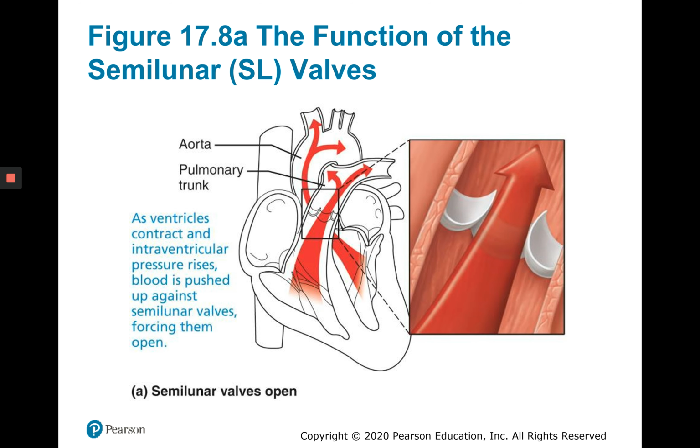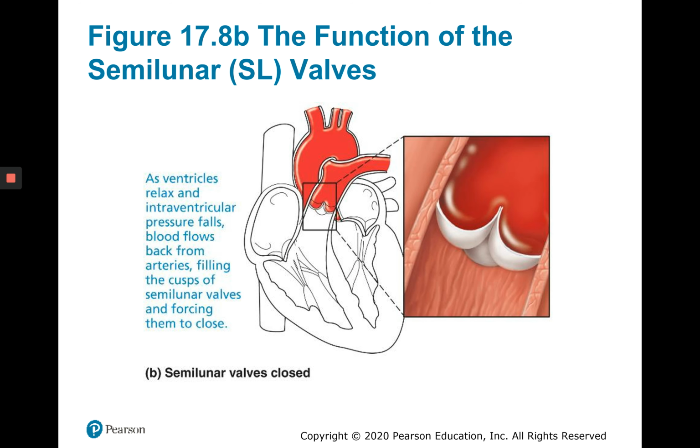Then as the ventricles relax, some of the blood that entered the major arteries will try to backflow. But because of the function and structure of the semilunar valves, it's going to prevent backflow of blood into the ventricles because the cusps simply fill with blood and are pushed closed.